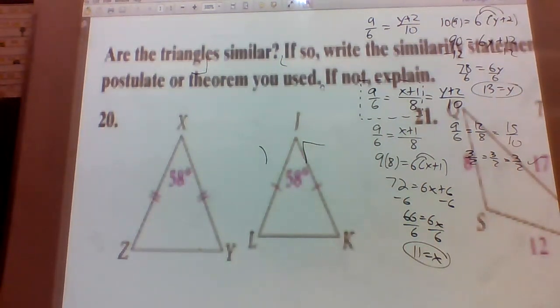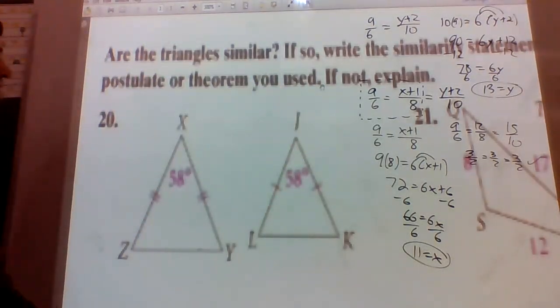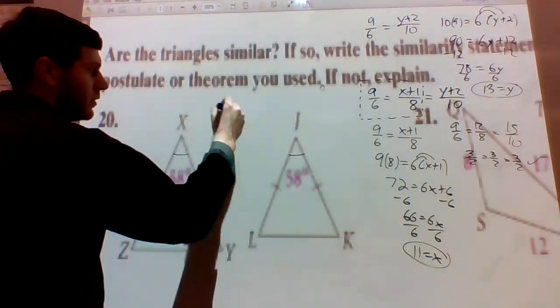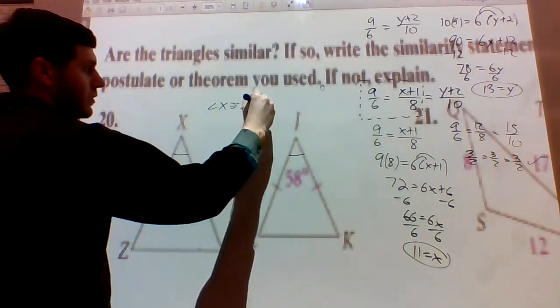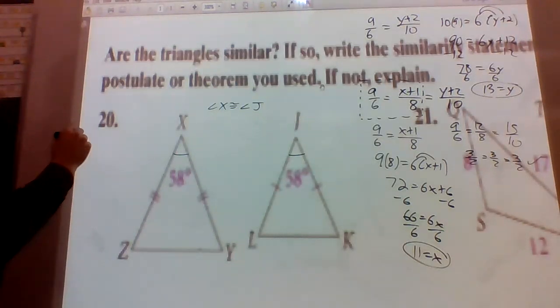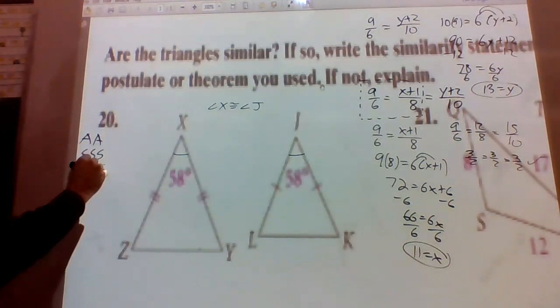Are the triangles similar? If so, we want to write the similarity ratio and name the postulate or theorem that we used. If not, we want to explain why they're not. So here we have angle X and angle J. The measure of both those angles is 58, so we know angle X is congruent to angle J. The three ways are angle, angle; side, side, side; and side, angle, side.